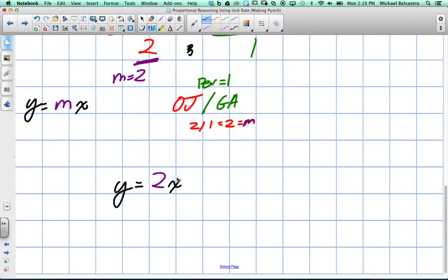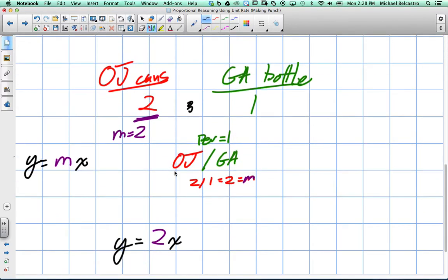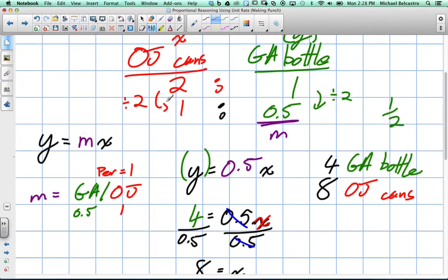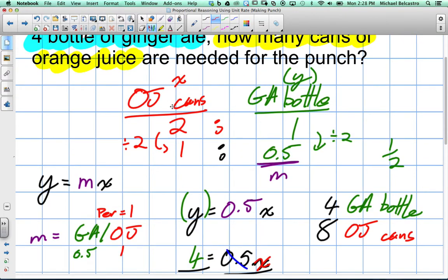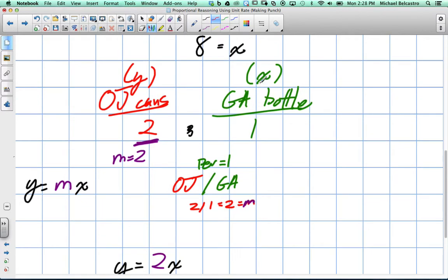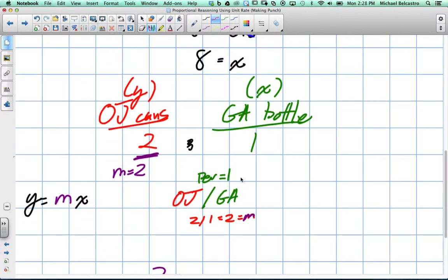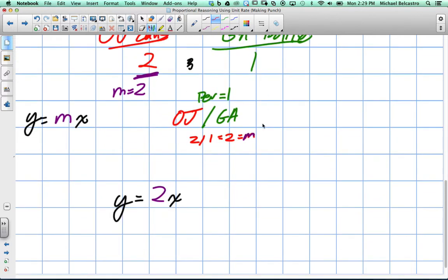Okay, 2 times X. Now, with this being said, though, and I didn't define this at the beginning, if that's going to be our rate, okay, that means our ginger ale is actually our X variable, and our OJ is our Y, which is the opposite of what we had before. Remember, ginger ale was Y and OJ was X. In this one, because this is our ginger ale, our rate is in X. So ginger ale bottles is X.